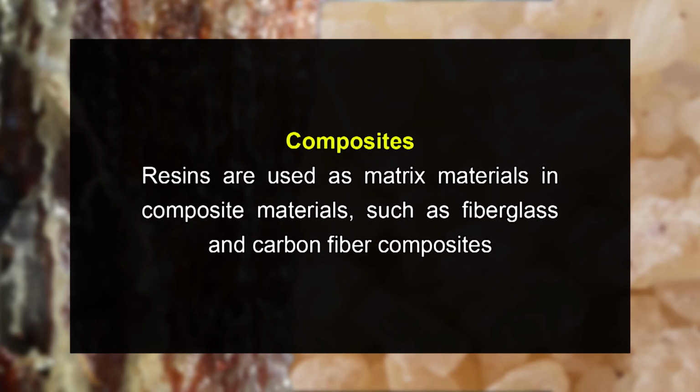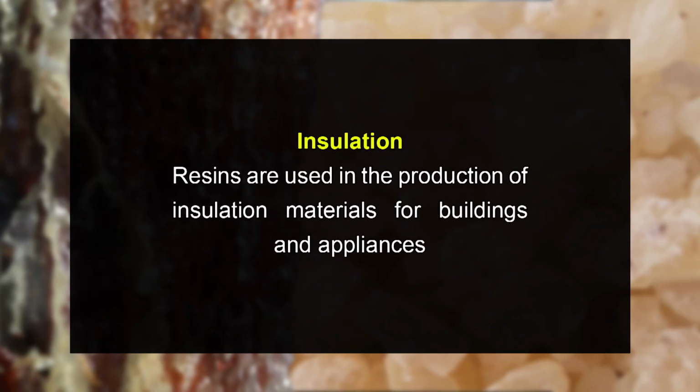They are used in composites. Resins are used as matrix materials in composite materials such as fiberglass and carbon fiber composites. These composites are lightweight and strong, making them ideal for application in aerospace, automotive, marine, and construction industries. Resins are also used in insulation. They are used in the production of insulation materials for buildings and appliances. They provide thermal and electrical insulation properties, contributing to energy efficiency and safety.